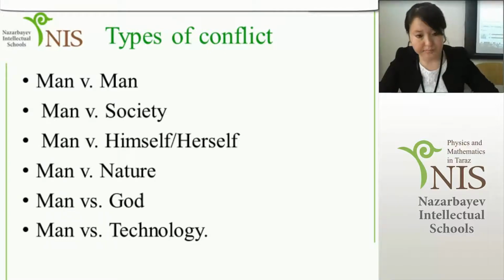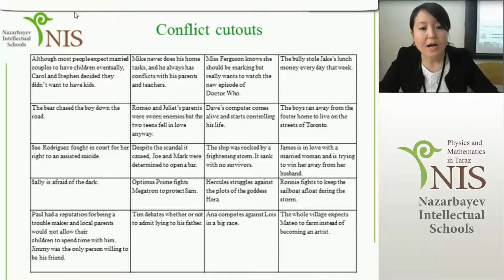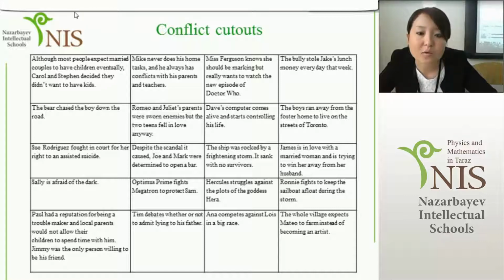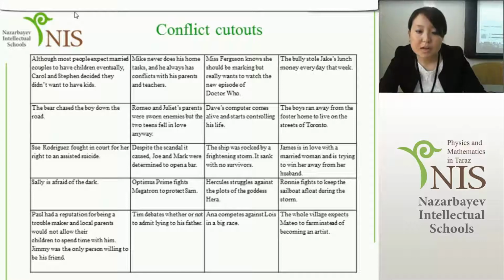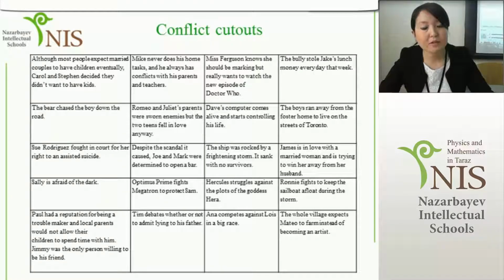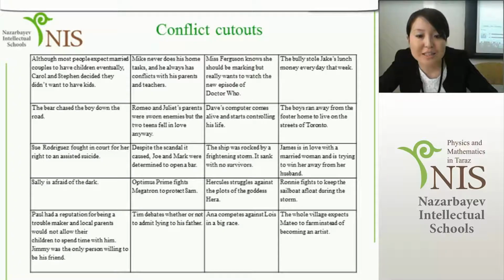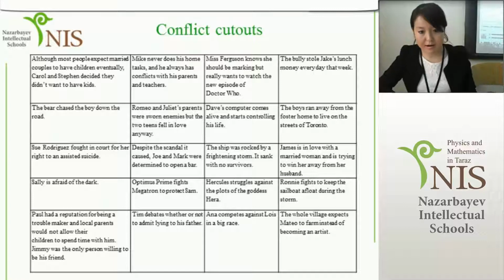After that, I give conflict cutouts to each student. So here are 20 conflict cutouts. I give one to each student, and if there are 12 students, the teacher can choose these cutouts by him or herself. So they have time to think, and their task is to define the type of conflict and justify their answers.